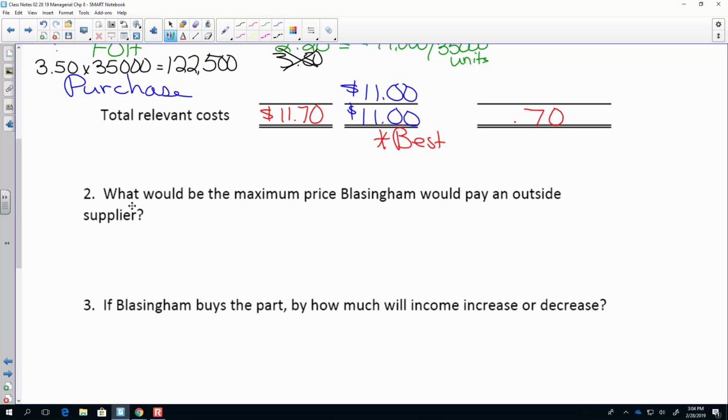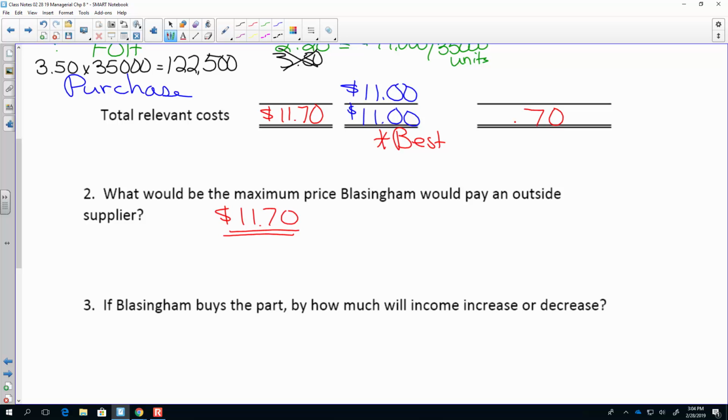Question 2 is kind of silly. The relevant cost of them making it is $11.70, so that's the max I would pay, right? I certainly wouldn't pay an outside supplier $12 if I could make it for $11.70.